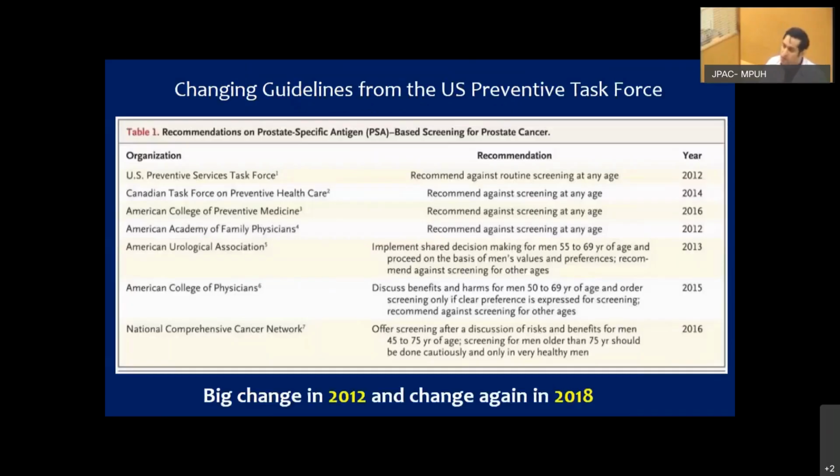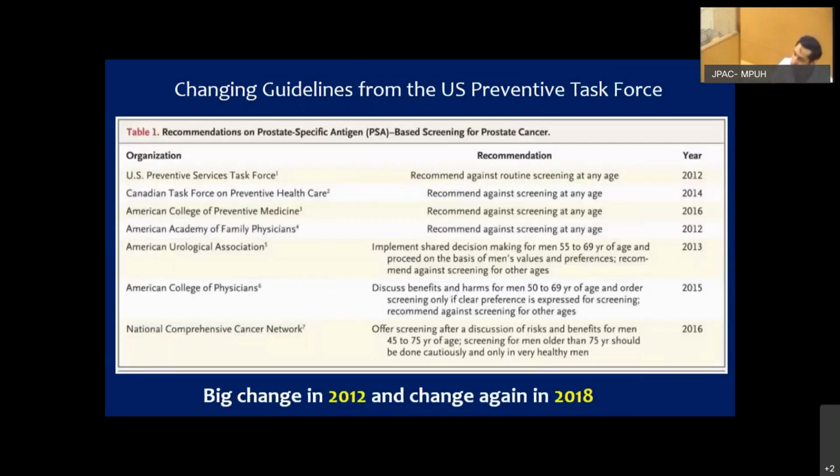So now comes the controversial part. There were changing guidelines every second or third year from the US Preventive Task Force. Initially, from 1991 to 2008, that was an era of PSA screening.